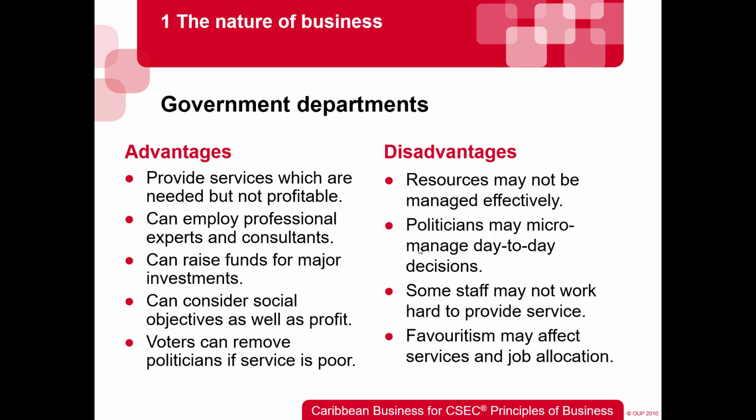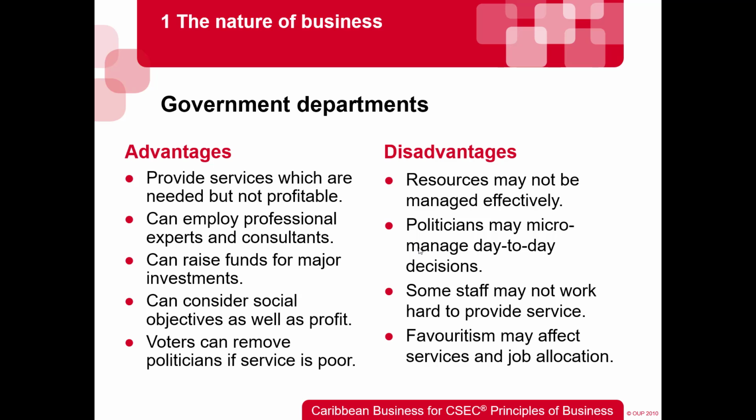All right, advantages. Voters can remove politicians if service is poor. So, sometimes you go to a private company and service is terrible. All you can do is make noise, but you can't really do anything. You might say, I want to see the manager, but you don't really have any say. But with a government department, if it's been run poorly, you can go to the polling station and vote out whoever is in power to try and get a better service in the future.